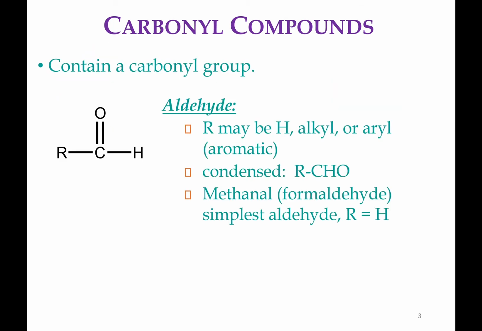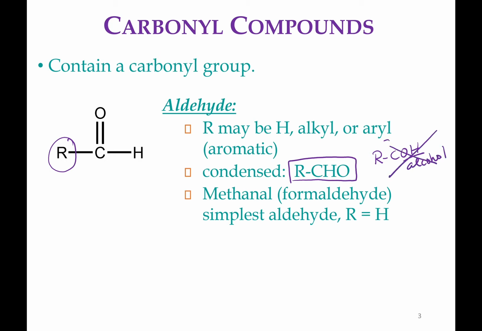So here's the carbonyl group. This is an aldehyde. Now here the R group can be hydrogen. It can be an alkyl group or an aromatic group. When we write it condensed like this, why do we write it like that? We went over that in our intro chapter, because if I were to write RCOH, it would look like an alcohol. So we don't want to write it like that.